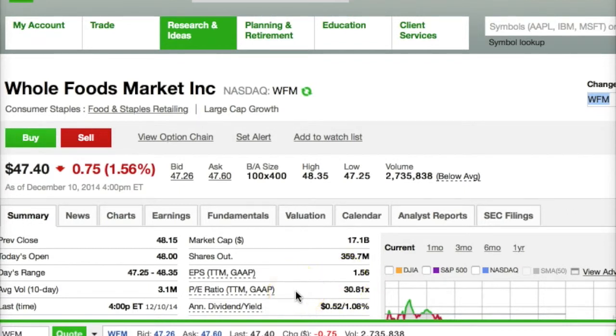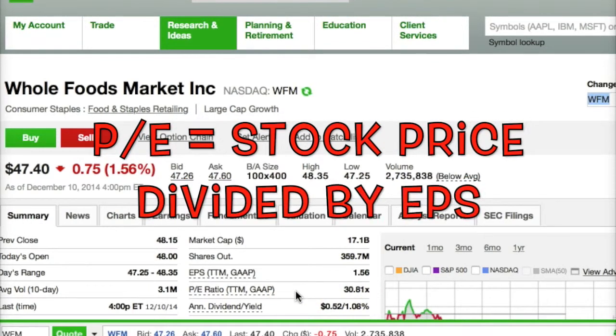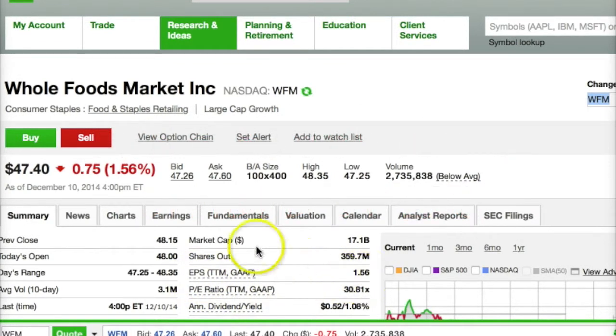Now the PE ratio, which is the price to earnings ratio, is simply the price relative to the earnings. If they earn $1.56 per share and you multiply that by 30.8, you're going to get $47.40. That's a simple equation that a lot of investors use.